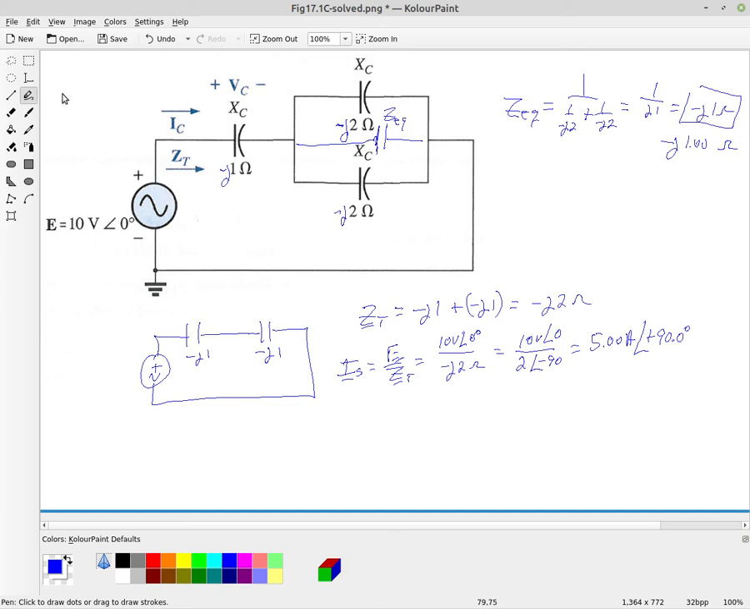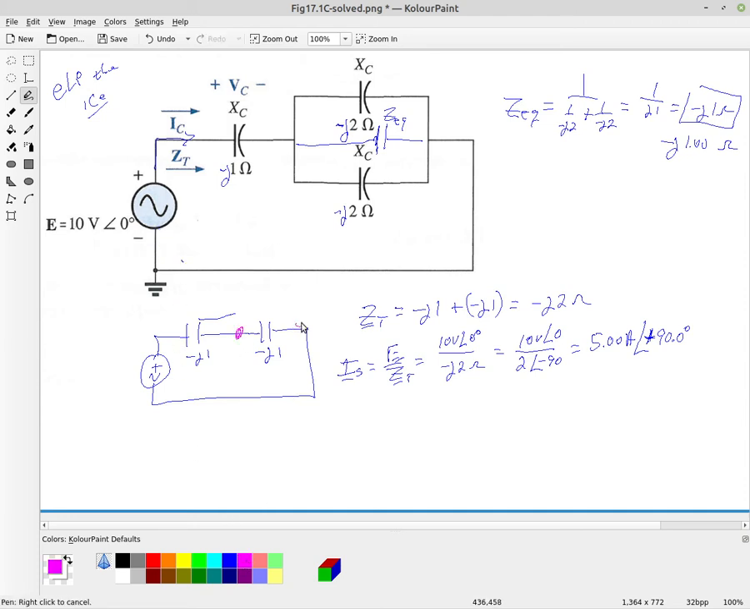So again, remember ELI the ICE man. In this case, we have the capacitor, so our current is now ahead. So we have a positive 90. Our voltage is at 0. That's our reference. So our current is ahead by 90 degrees through this. This is our main current. So coming out of the top, we've got 5 with an angle of plus 90 degrees, and also going in underneath, we have that.